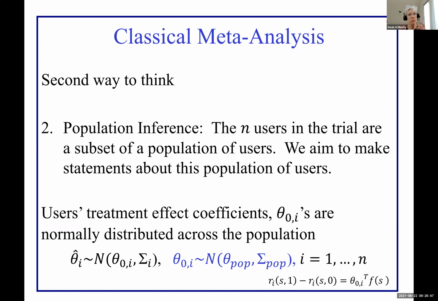In this case, you think more of a random effects point of view. In particular, each user's 5-dimensional treatment effect coefficient is a sample from some overall population. The overall population has some 5-dimensional mean, and some user to user variance.